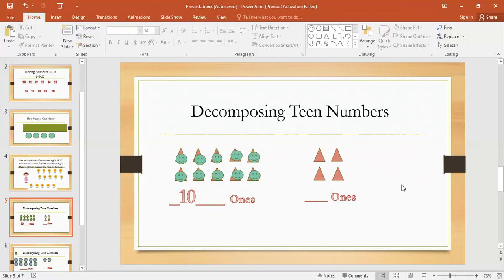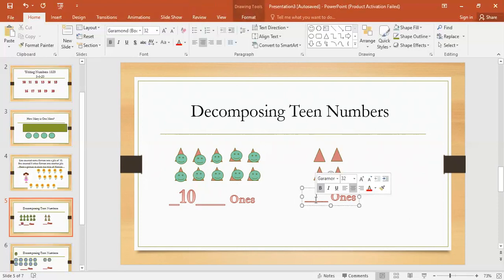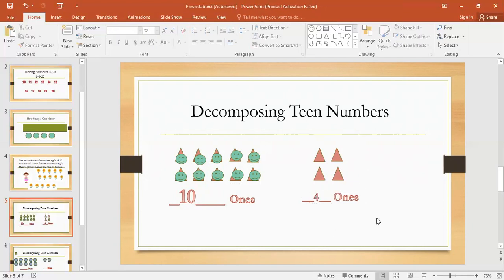Okay, now I have some extra over here. How many extra do I have over here? If you know how many extra I have over here, please shout out that number. 4. Let's go ahead and count that together. 1, 2, 3, 4. And remember, these are all called ones. 1 triangle, 1, 1, 1. So how many ones do I have over here? 4.